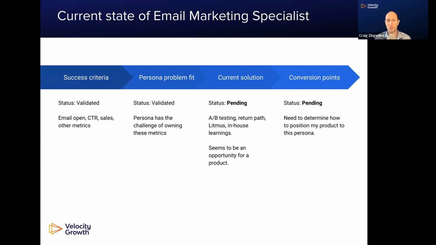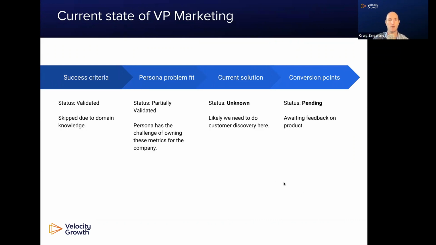I do think there's an opportunity for the product to be injected here, but conversion points, I still don't yet understand how to position my product to this persona in terms of getting them to buy it. Again, the VP seems to be ready to buy, but the lower-level person that I started with very conversationally, next up, what I'm going to need to do is focus on some of those conversion points to get them over the line.